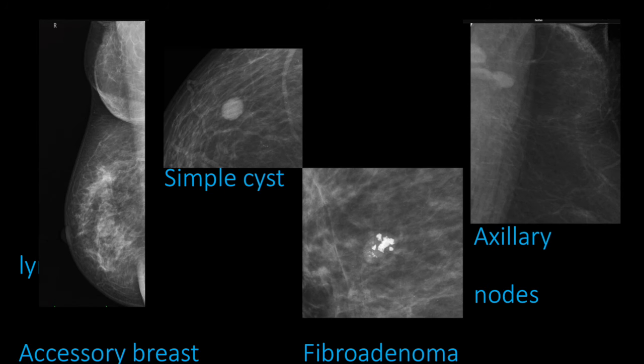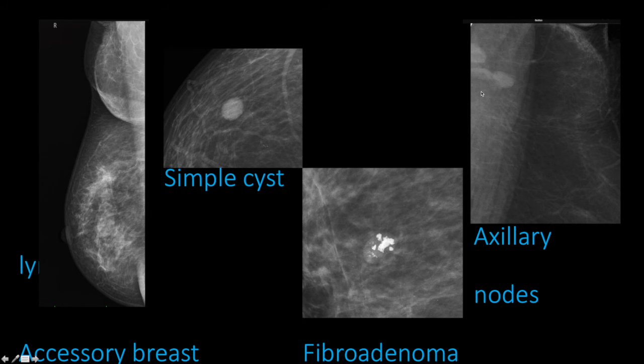So these are some common cases which we see in day-to-day practice. This is an accessory breast which is seen in the axilla. This is a simple cyst. This is a fibroadenoma. It is actually an involuting fibroadenoma. You can see dystrophic calcification within it, and these are axillary nodes.